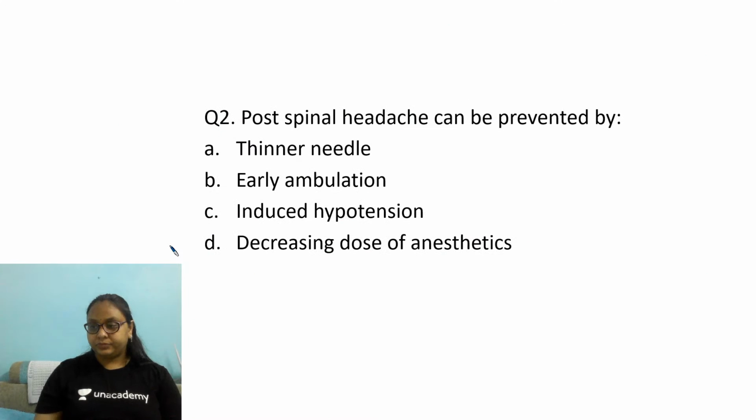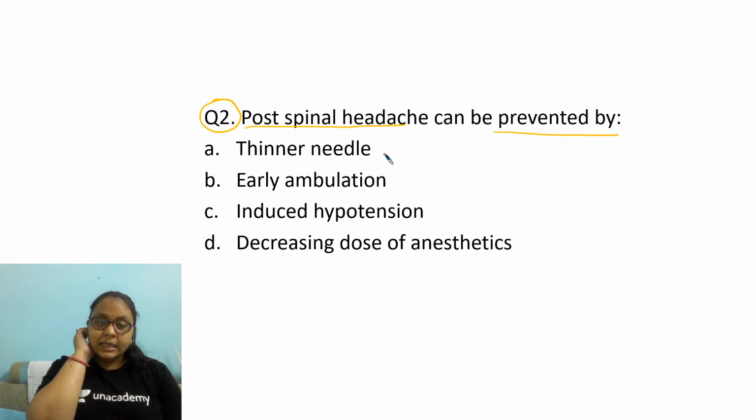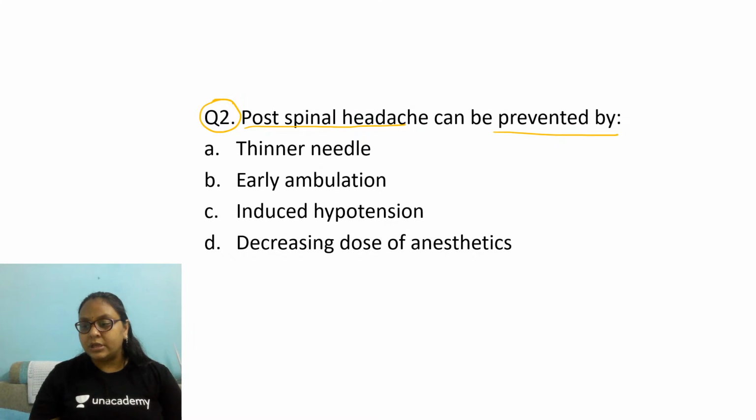Okay, now coming to the next question for today, the post-spinal headache. Post-spinal headache can be prevented by A, thinner needle, B, early ambulation, C, induced hypertension, or D, decreasing dosage of the anesthetics. What can the post-spinal headache be prevented by? Thinner needle, early ambulation, induced hypertension, or decreasing dosage of anesthetics. What should be the answer for this? I'm waiting for the answer.